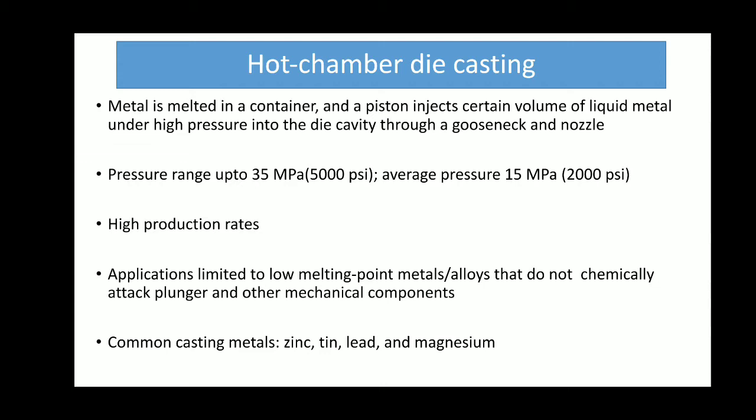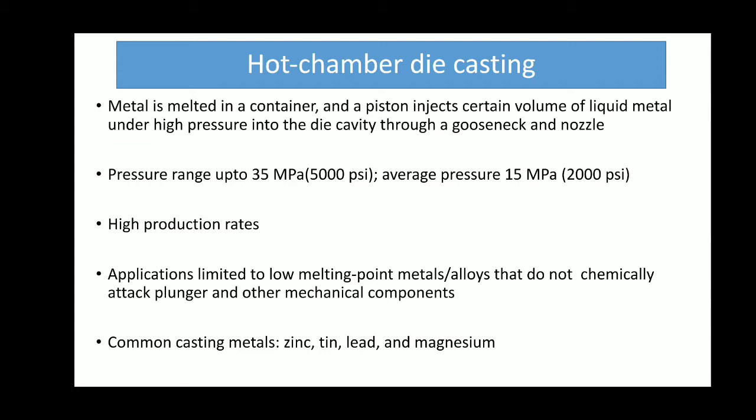So here basically what happens, the metal is melted in a container, and there will be some piston. Okay, so a piston injects a certain volume of liquid metal under high pressure into the die cavity. In the arrangement itself, you will see in the figure, the molten metal is thrown to the die cavity through a gooseneck portion, and there will be a nozzle.